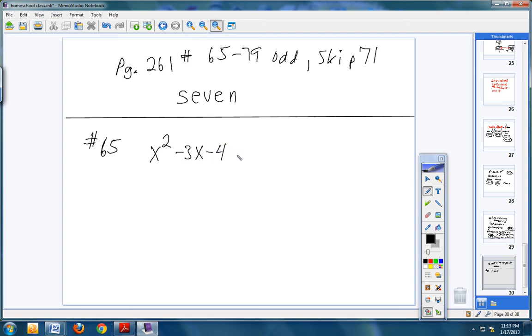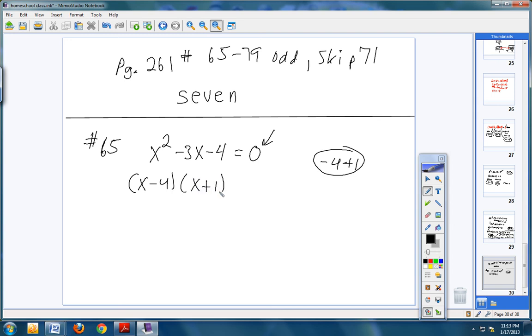Okay, step 1 says to get one side equal to 0. I've already done that. Step 2 says to factor. I notice I have a lead coefficient of 1. That's the easy kind. So what two numbers would multiply to give me a -4 and combine to give a -3? If you multiply those two numbers, you will get a -4. If you combine those, you'll get a -3. So I'm going to go ahead and factor.